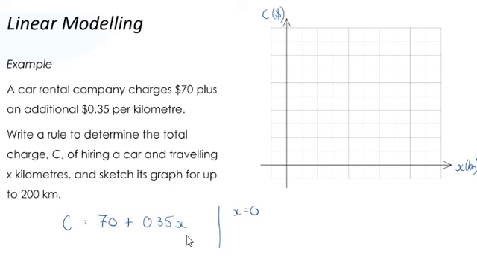So if x equals 0, so if I haven't driven anywhere, then straight away, it's going to cost me $70. Again, if that's 0, that goes away, I'm just left with 70. Now my next value, because I'm going up to 200, I'll use that as my next value. So if x equals 200, C is going to be 70 plus 0.35 times 200. You work this out in the calculator, and we get 140. So I've got these 2 points that we're going to draw in: (0, 70) and (200, 140), and then we'll connect them up.